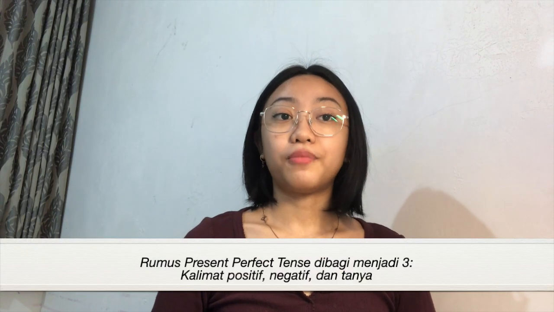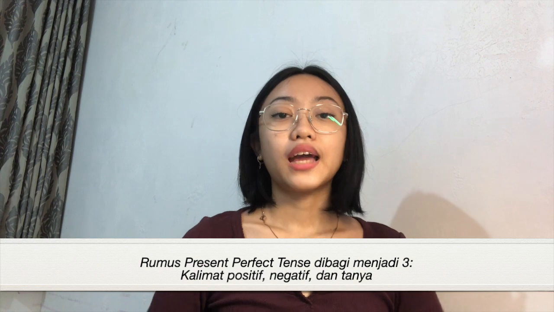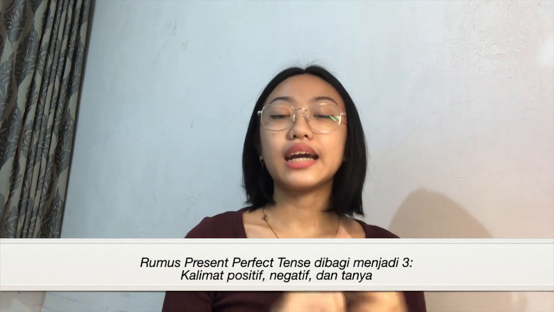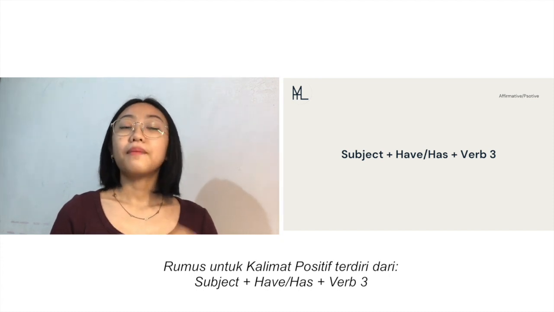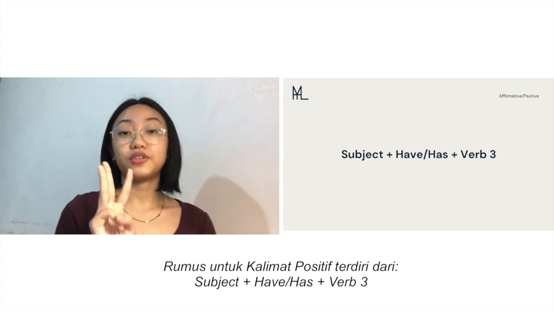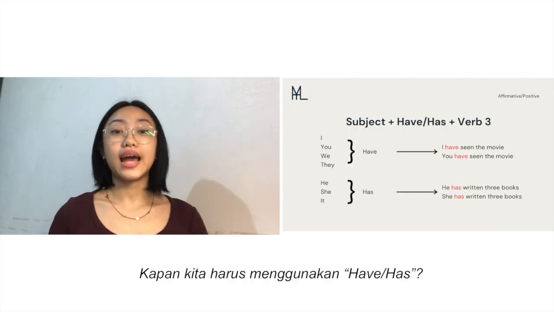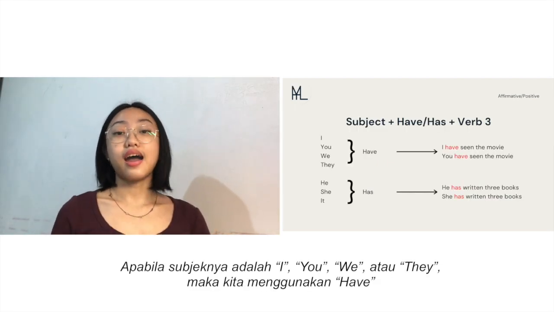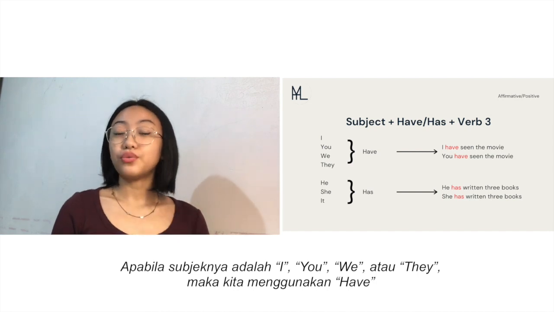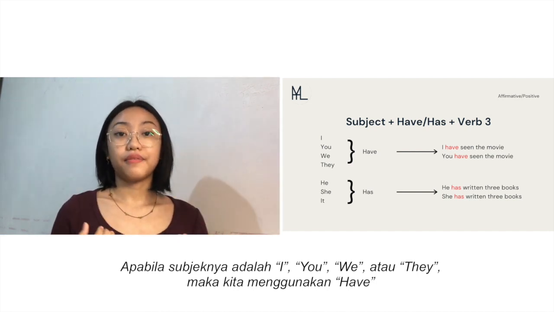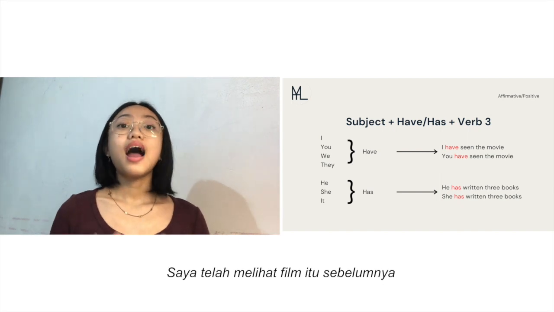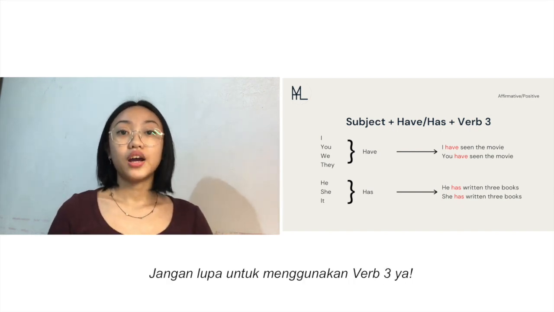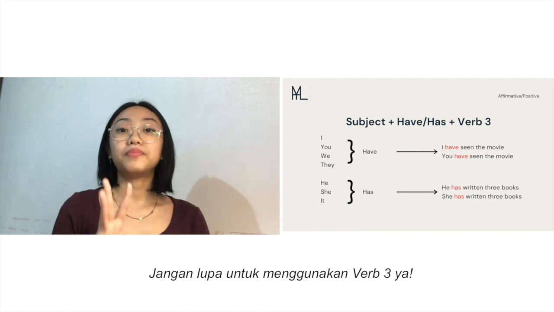The formula of present perfect tense is also divided into three: positive, negative, and questions. The positive formula contains subject plus have or has plus verb 3. When do we use have or has? If the subject is I, they, you, or we, then we use have. If the subject is she, he, or it, we use has. For example, I have seen the movie. Don't forget to use verb 3.